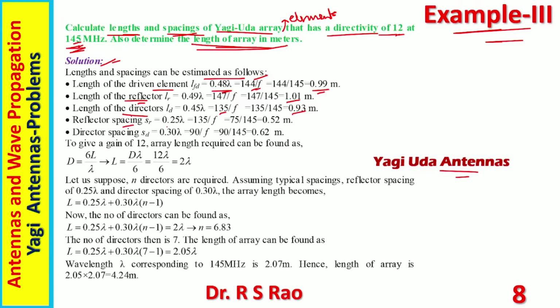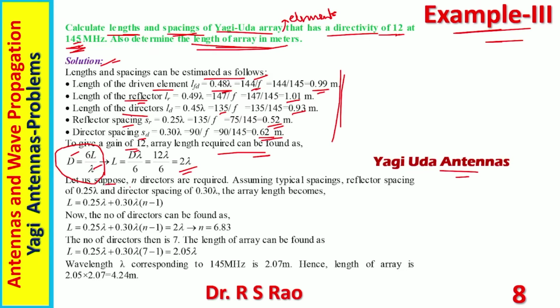Reflector spacing 0.25 lambda equal to 135 over frequency. It turns out to be 0.52 meters. Director spacing 0.30 lambda equal to 90 over frequency. In the present case, it is 0.62 meters. So these are lengths of the elements. To give a gain of 12, array length required can be found from this formula. Frequency is given, so lambda is available. Directivity is given, so L can be determined without any difficulty. In the present case, it turns out to be 2 lambda.